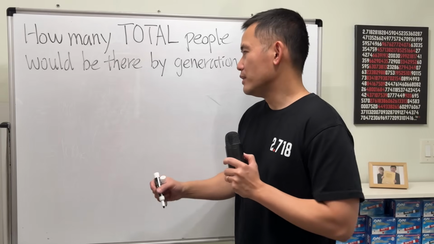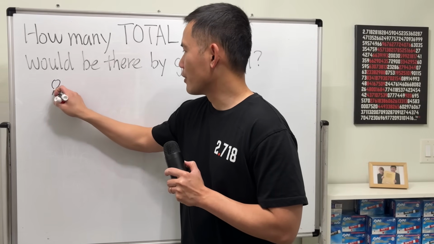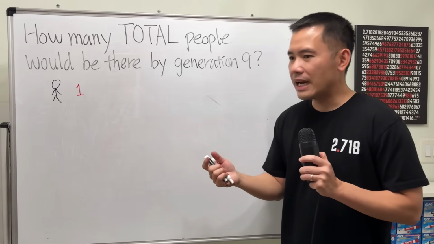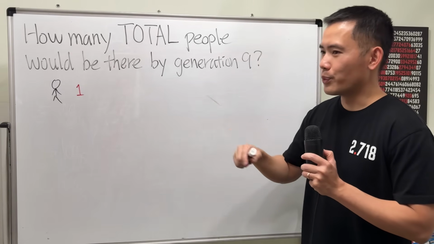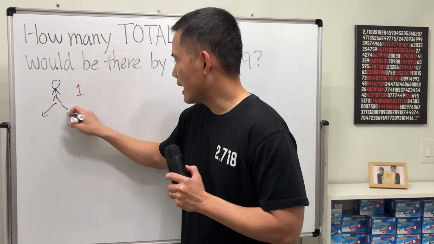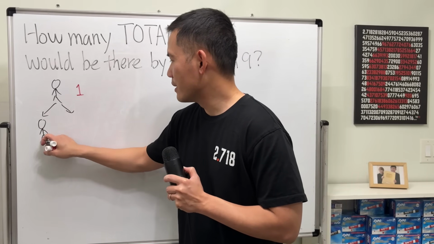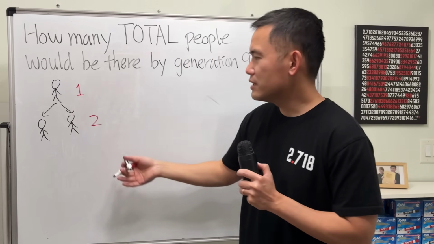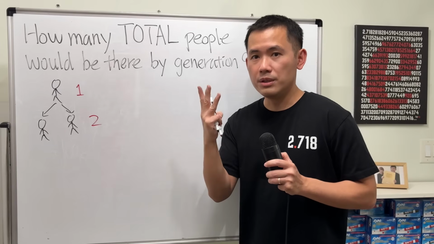So here is the deal. Imagine right here, this is our first person. So this is the first generation. And the assumption is that each generation will produce like 2 people. So the next generation is that we will have 1 here and then 2 here. So that's generation 2. So notice that right now we have a total of 3 people.